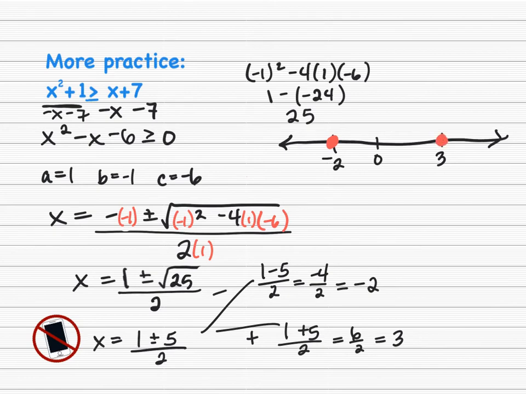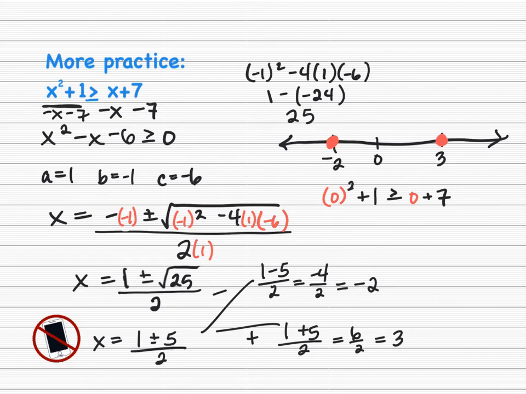And I'm going to test a point between them. Once again, easiest point to test here is going to be 0. So I'm going to go ahead and pop that in. So I have 0 squared, and this is from my original inequality, plus 1 is greater than or equal to 0 plus 7. And you always want to make sure that you're plugging this into the original and not your changed one, just in case you made any mistakes.